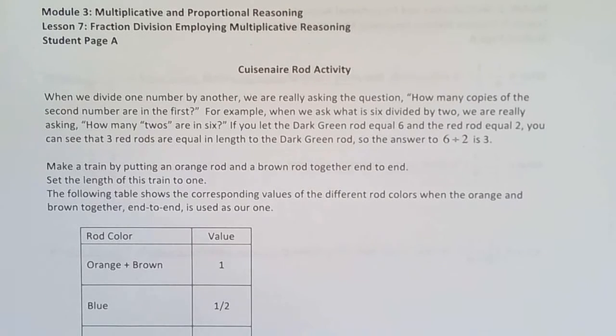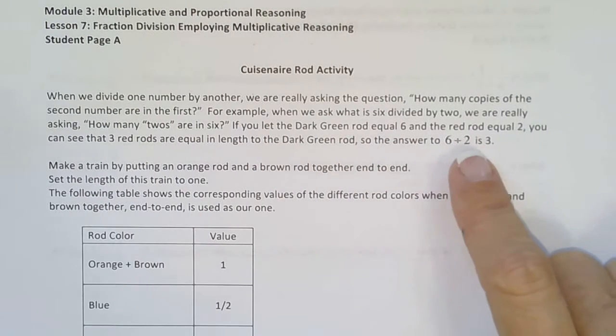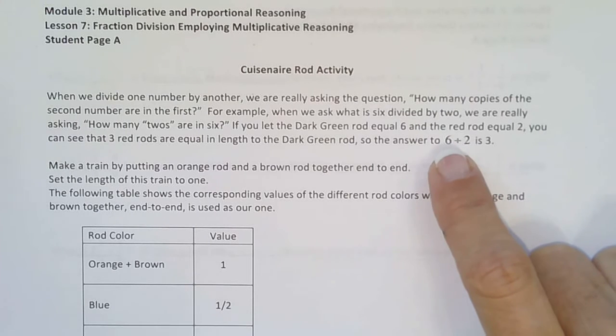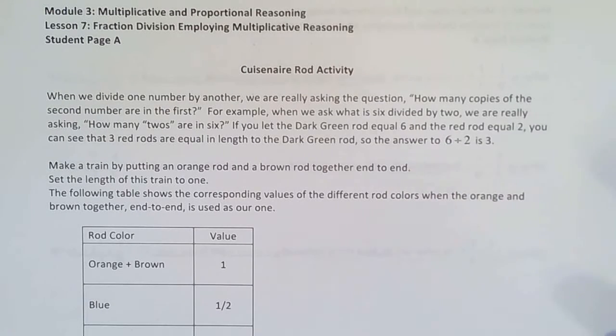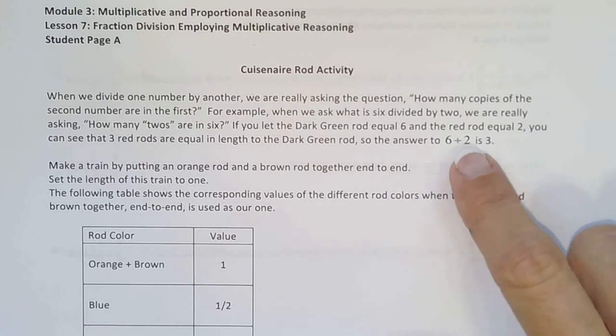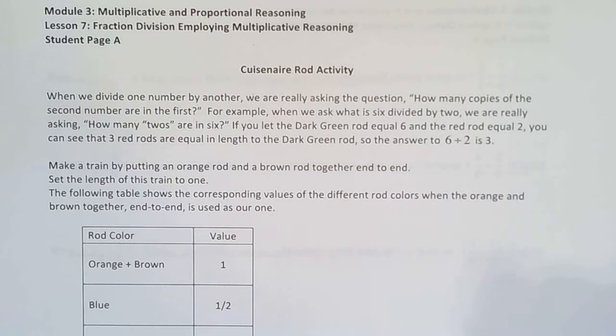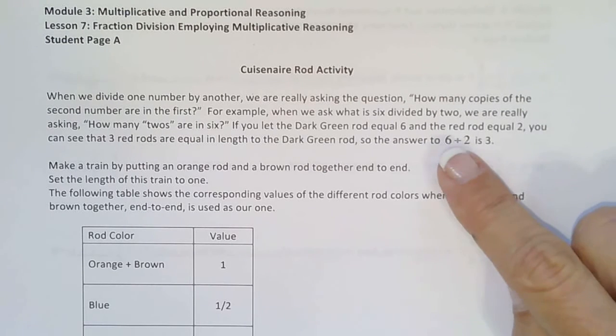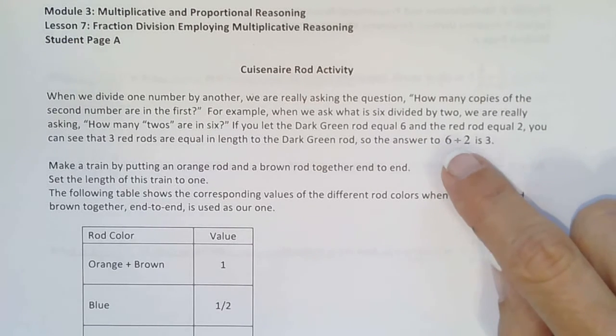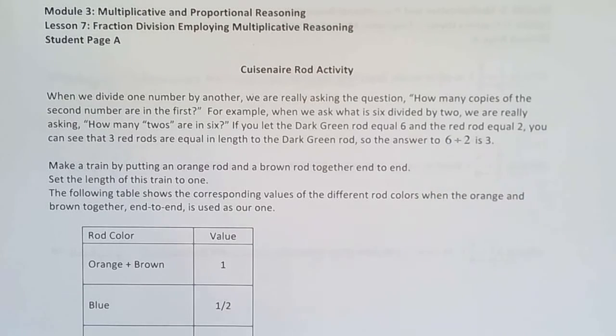So when we divide one number by another, we're really asking how many copies of the second number are in the first. So when we see 6 divided by 2, we should say how many copies of 2 are in 6? 2, 4, 6. So there's 3 copies of 2 in 6. So just remember what that means. How many copies of 2 are in 6? So we kind of read the problem backwards in division.